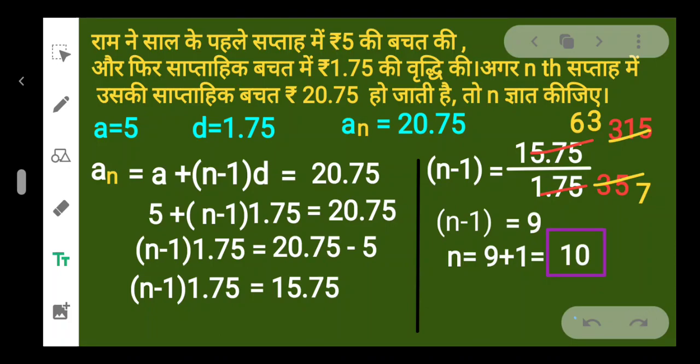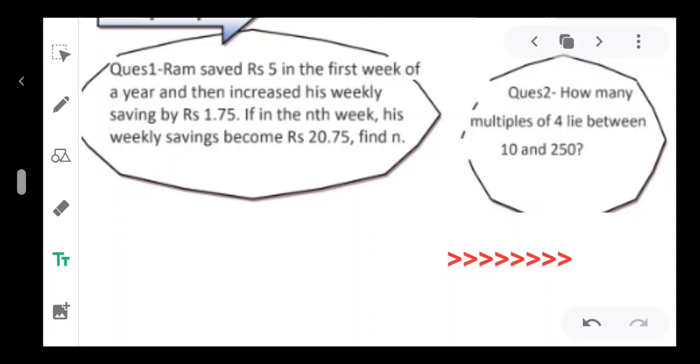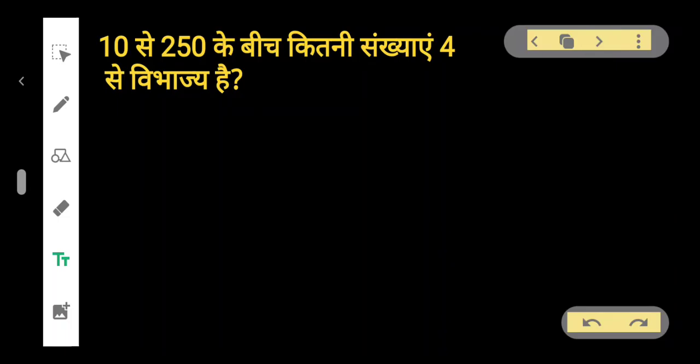This is our answer. It means in the 10th week, the weekly saving is ₹20.75. Next question: how many multiples of 4 lie between 10 and 250? 10 और 250 के बीच में 4 के कितने मल्टीपल है?